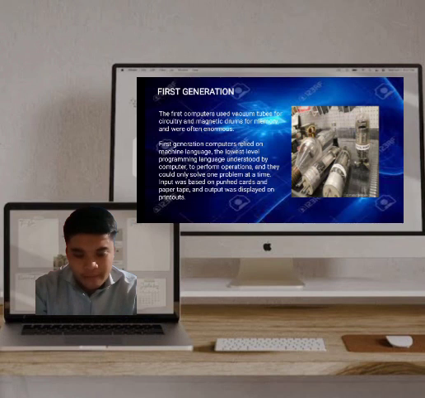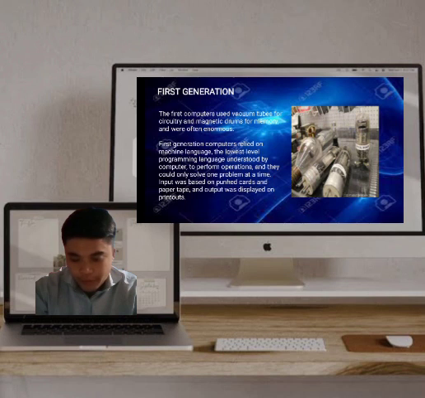So, there are five generations in computer. So, let's start with the first generation of computer. The time period of this is 1946 to 1959. The first computers used vacuum tubes for circuitry and magnetic drums for memory and were often enormous.